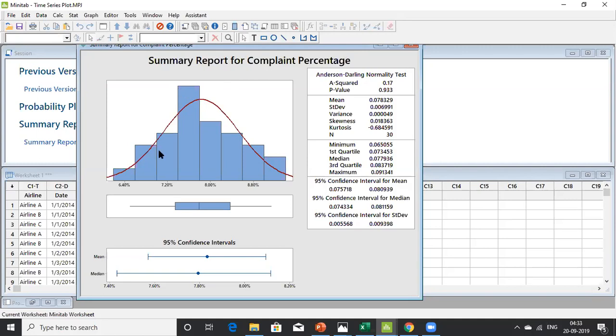If, for example, these three graph bars were here, which means skewed towards one area, this could have given us a different result.